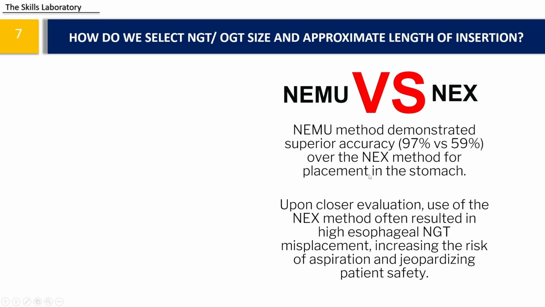Upon closer evaluation of the next method, they often resulted in higher esophageal NGT misplacement, increasing the risk for aspiration and jeopardizing the patient's safety. So also in my case, as I practice this NGT insertion, I usually measure the length of the NGT insertion beyond the xiphoid process, or the NEMU procedure, because you have to at least reach the stomach or the gastric area for you to assure the proper placement of your tube.